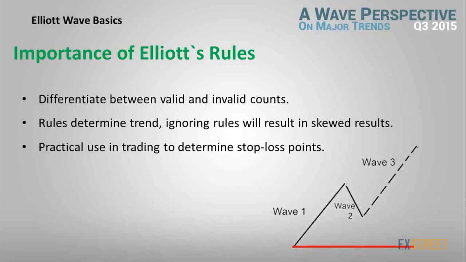As a quick example, we use the first rule to determine the invalidation point for second waves, so we draw a line at the start of wave 1, and if the downwards movement moves below that line, then our count is invalid.